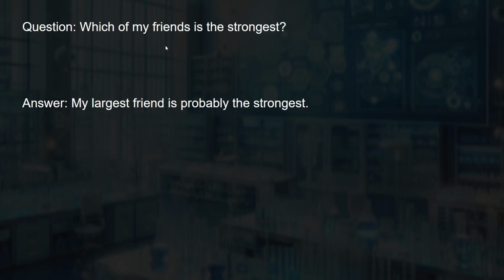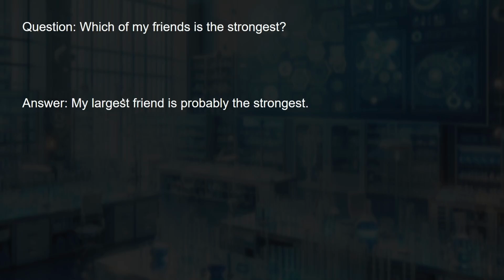So which of my friends is the strongest? When we're using the scientific method, we can use it to answer even really simple questions like this. It doesn't have to be very complex questions. So which of my friends is the strongest? My answer, or my guess, would be my largest friend is probably the strongest.